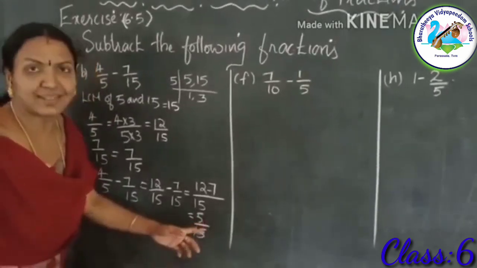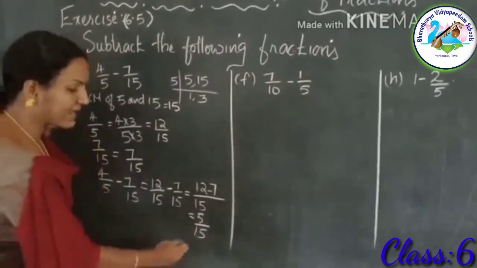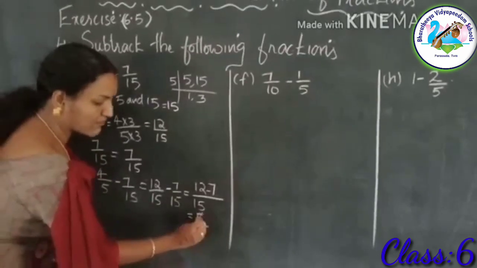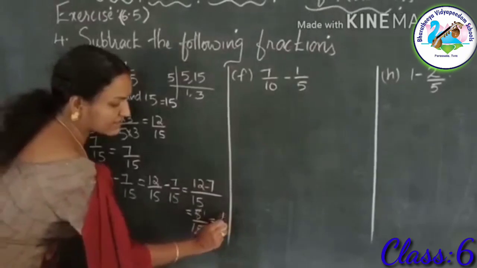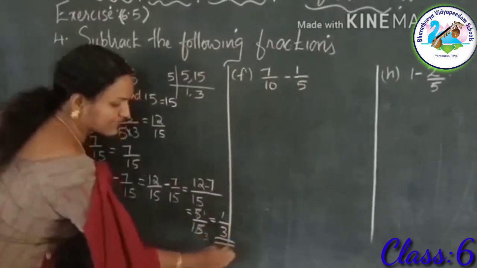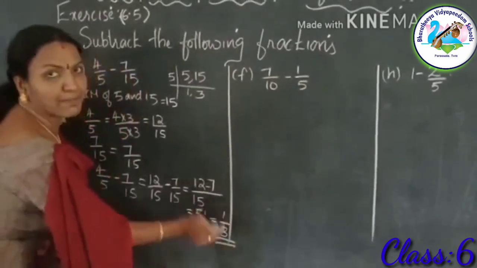Here the numerator is 5 and the denominator is 15. So we already studied the simplest form. We can cancel by 5. 1 5 is 5 and 3 5s are 15. So the answer is 1 by 3. The simplest form of 5 by 15 is 1 by 3.